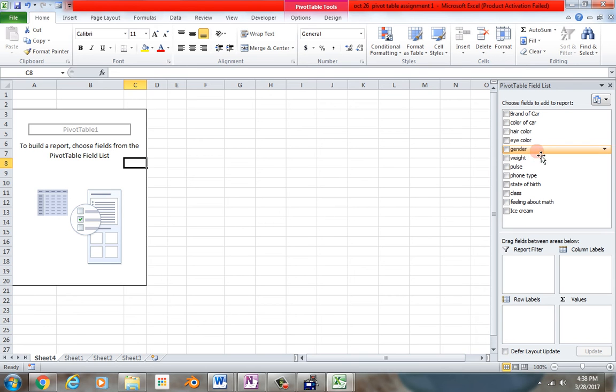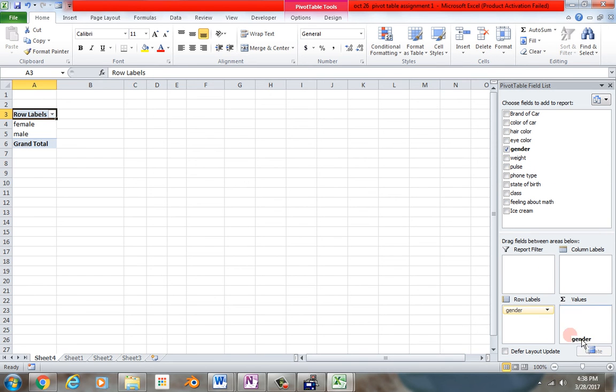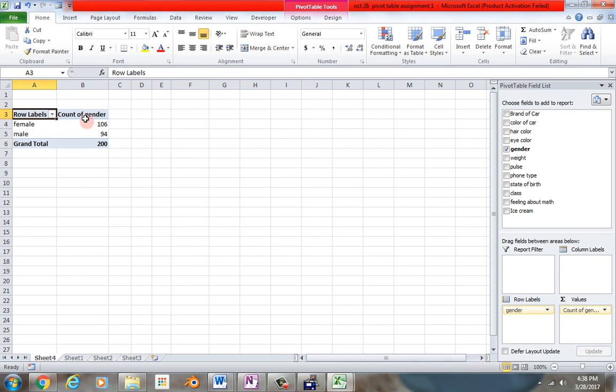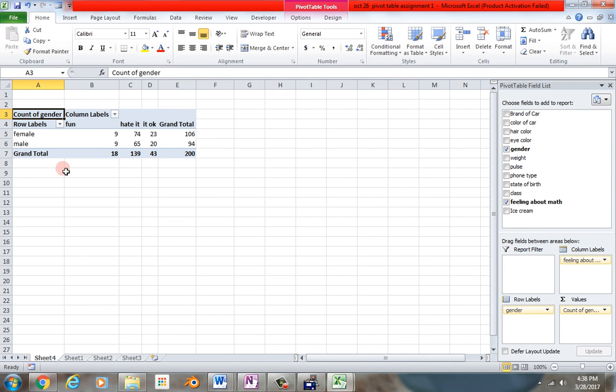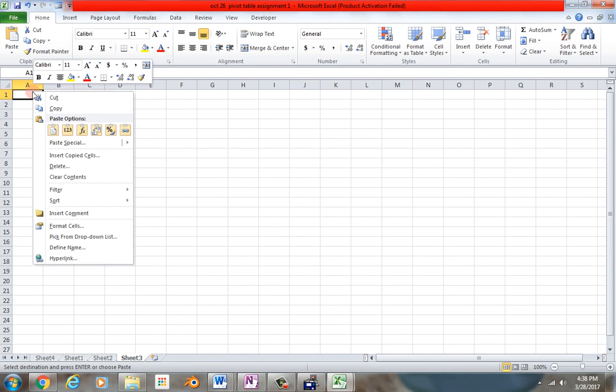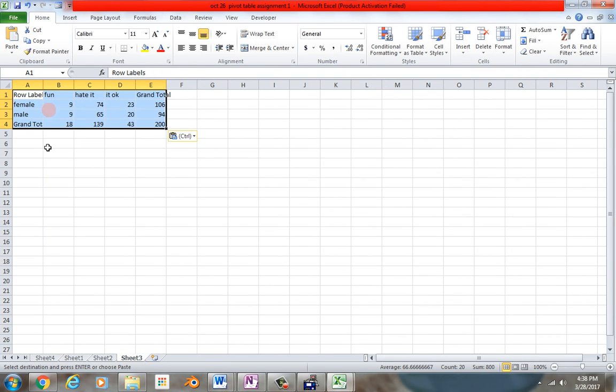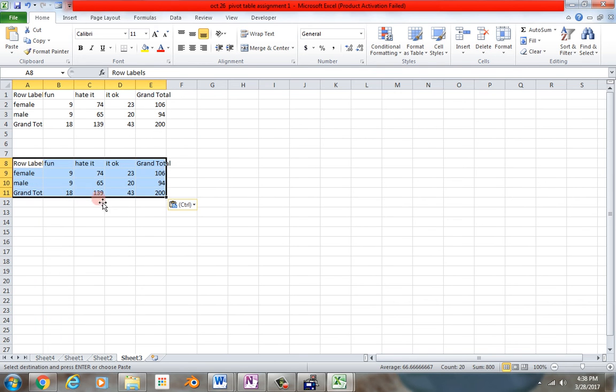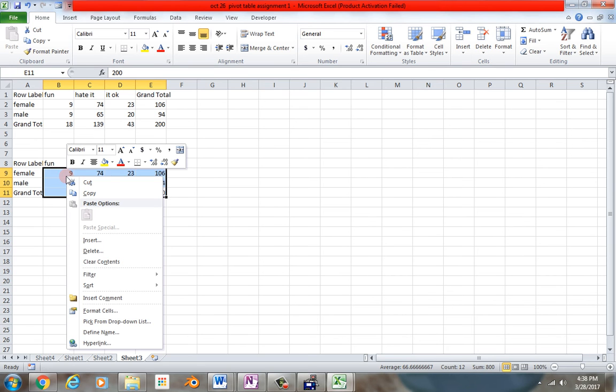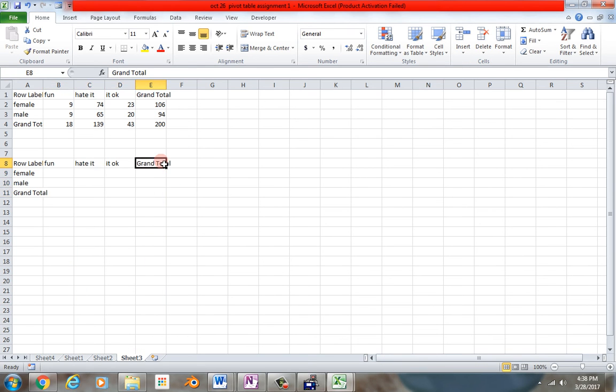There we go. Let's put gender in. Nice. Look at that. Almost 50-50. Not quite. And feelings about math. Nice. So just grab this data. Let's copy it. Let's come over to another sheet somewhere. Let's paste special, paste it as values, and then come down here and paste it again as values. Then let's clean up this other garbage in here. Clear contents. And you can get rid of the grand totals. They're not important anymore.